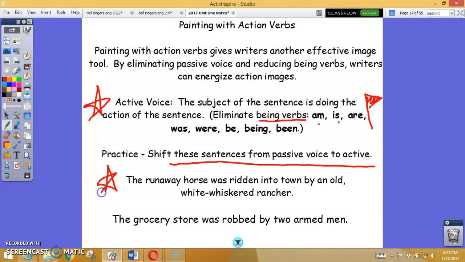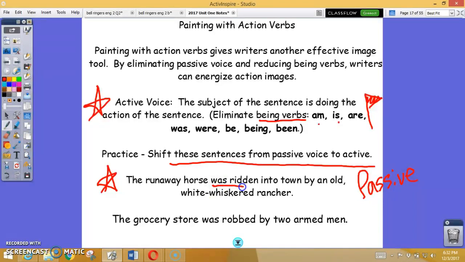Let's look at this example right here. First of all, it says, the runaway horse was ridden into town by an old white-whiskered rancher. This sentence is incorrect because it is passive, okay? It's written in the passive voice, and that's not good. We don't want to use that. There are only a few times when passive voice would be correct. Most of the time you want to avoid it. So let's talk about how we would fix this and why this is incorrect.